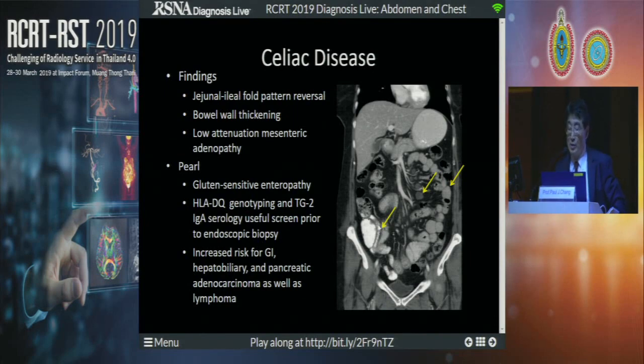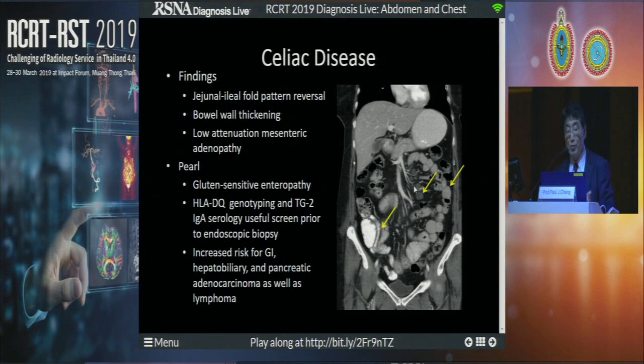This is a condition where you have effacement of the folds. So malabsorption, any sort of malabsorption, for instance milk or other kinds, can cause this pattern as well. The other thing you find is abnormal wall thickening, which unfortunately is not specific to this, but it is an observation. But this is generally very specific for sprue, celiac disease: if you see mesenteric adenopathy, look how low attenuation these mesenteric lymph nodes are. They're very low, okay? And that tends to be very, very specific for celiac disease.